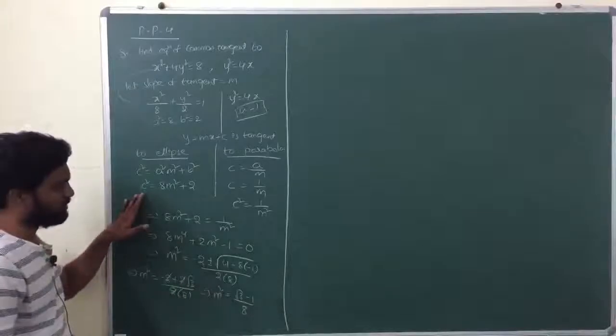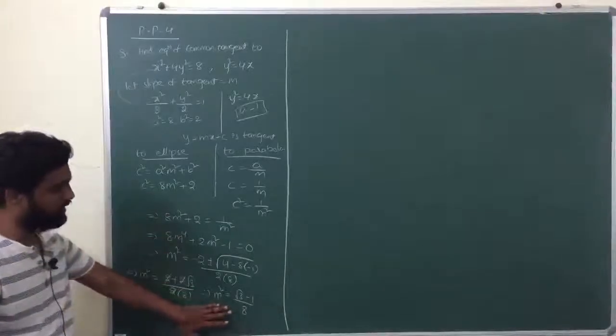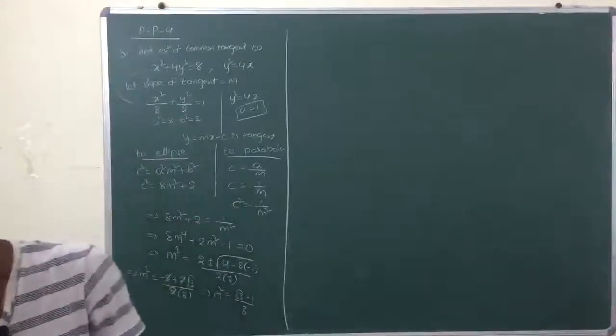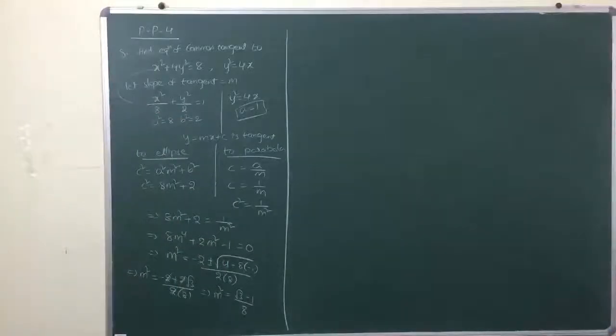From here you get c square. Once you find m, you will get c. From there you can find y is equal to mx plus c. That is the time. There is a calculation mistake in the number.